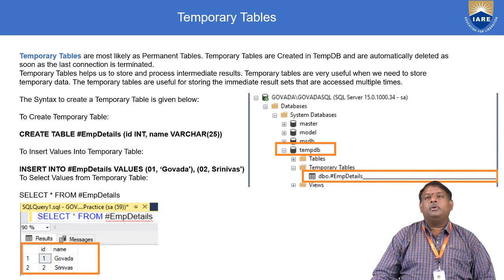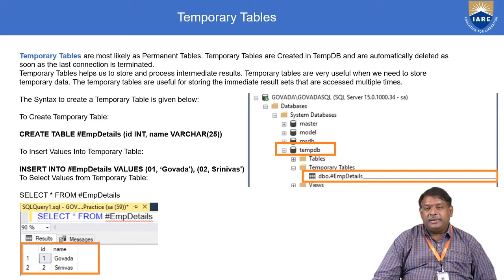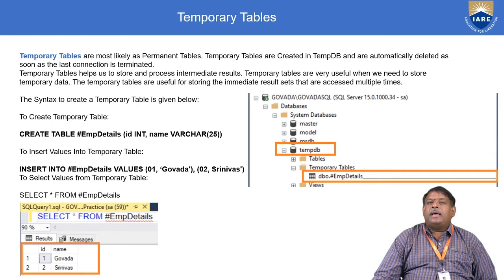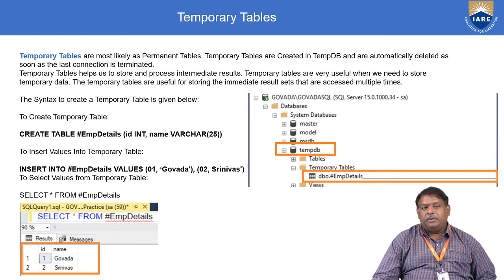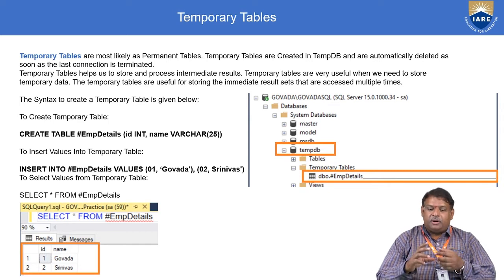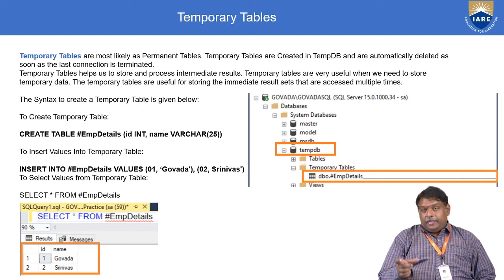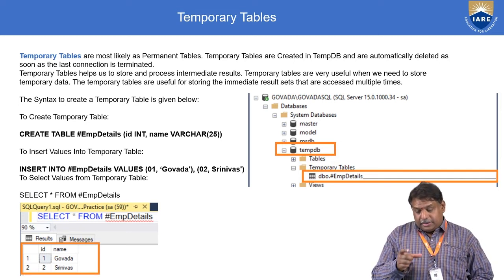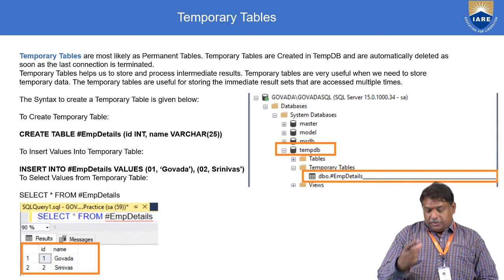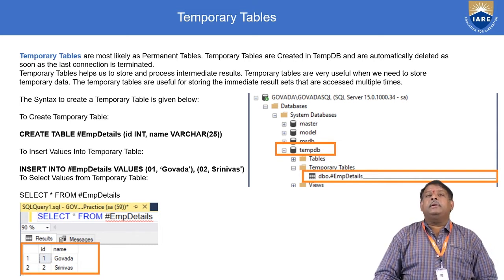Temporary tables are useful for storing the intermediate result set that is accessed multiple times. For example, when you create a cursor, you are trying to sort, trying to retrieve one record for each result set. In the same way, when you are trying to access the same data multiple times, you can use temporary tables.